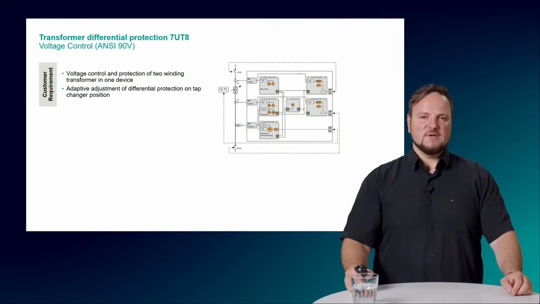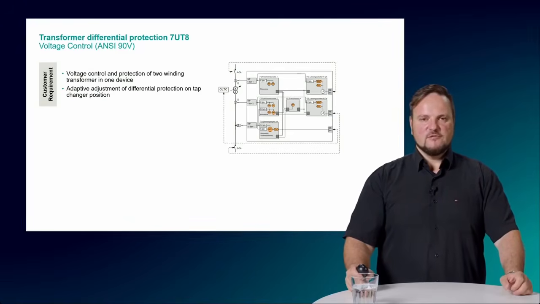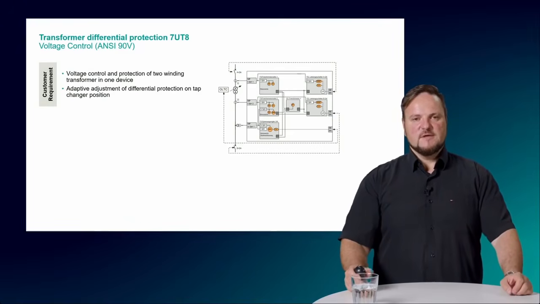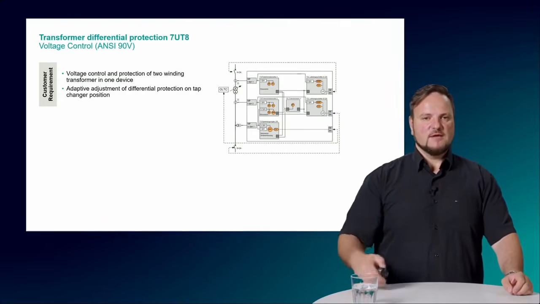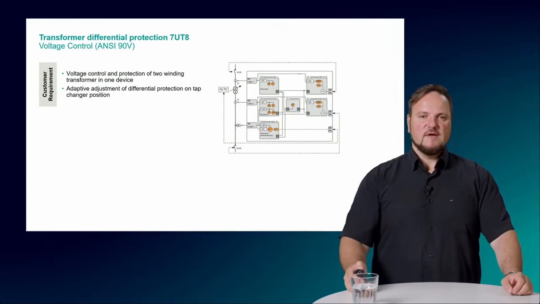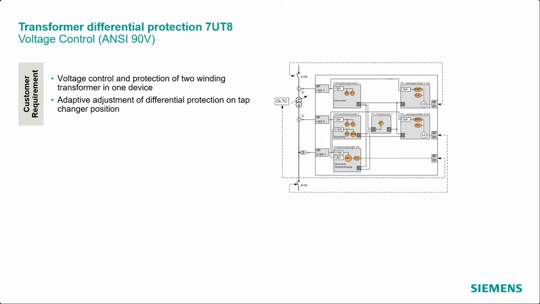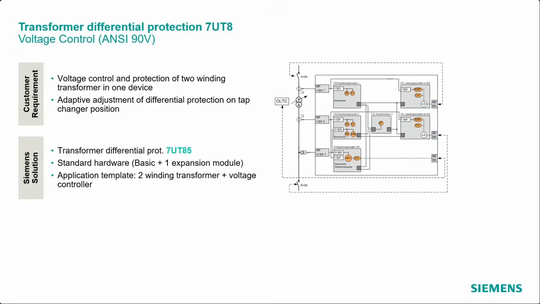But for that application, I think this is really a good example to cover everything with one device. We have the voltage control, we would like to have the protection of a 2-winding transformer, and we have the adaptive adjustment of the differential protection. When we capture the tap position, we can also read the tap position for the differential protection. That means there is no need any longer to do adaptations in the settings to consider the tap changer. The device is reading out each tap position and is correcting the tap change error per step.